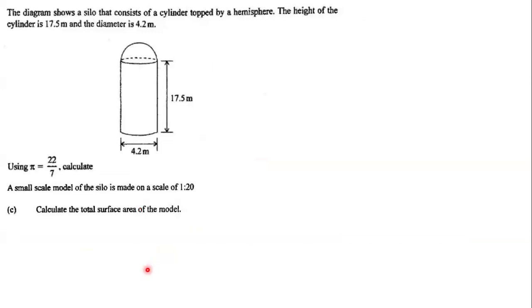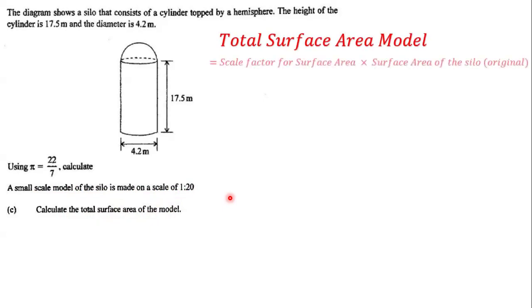Next, we have to calculate the total surface area of the model given this information. The information that they gave us is that a small scale model of the silo is made on a scale of 1 to 20. Calculate the total surface area of the model. Now, if you want to figure out the total surface area of the model, what we have to do is take the original total surface area of the silo that we figured out, and multiply it by the scale factor. But it's very important which scale factor we're going to multiply it by.